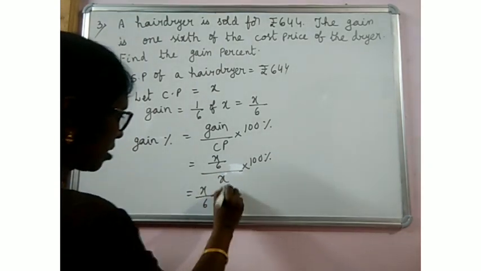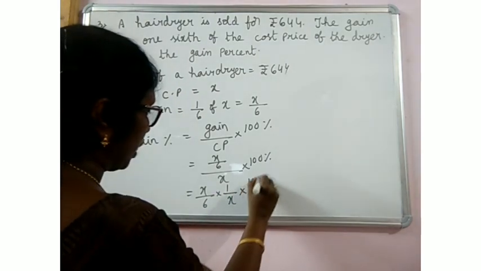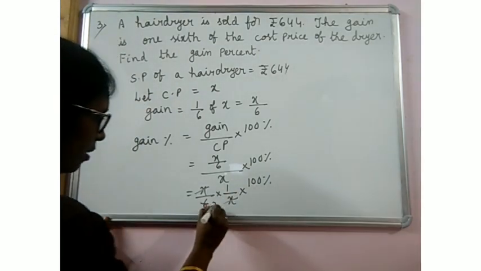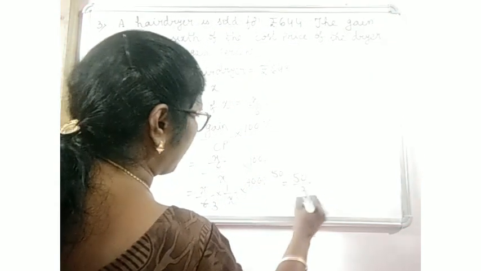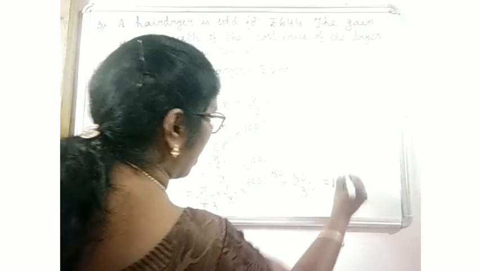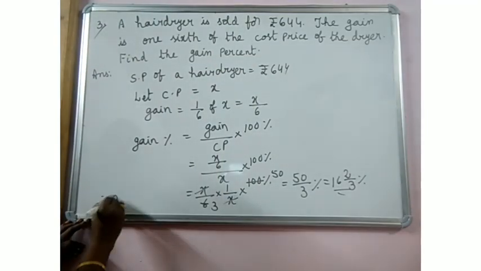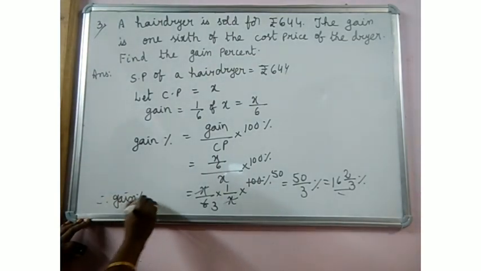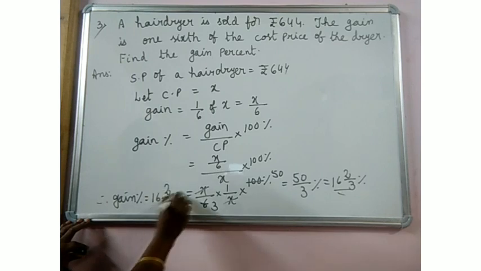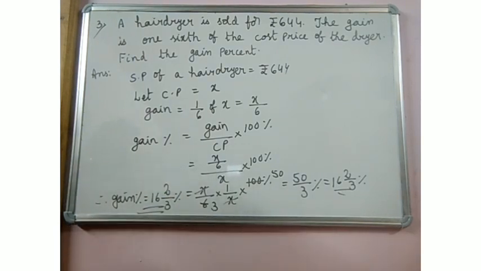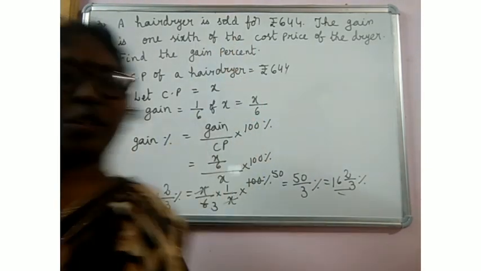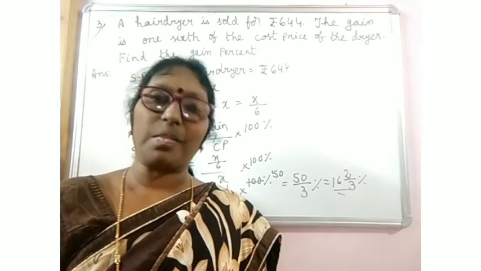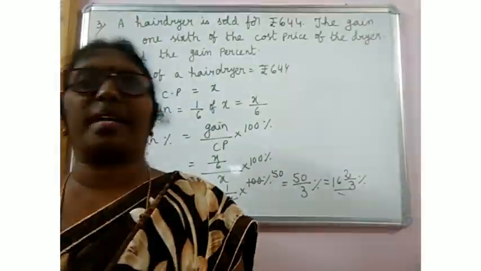So x by 6 into 1 by x into 100%, x and x cancelled, 2 3s are 6, 2 50s are 100. That means 50 by 3% or 16 and 2 by 3%. Therefore, gain percent is equal to 16 and 2 by 3%. Very simple. Here actually selling price is given, but that is not at all used. Sometimes questions like these you may also get.